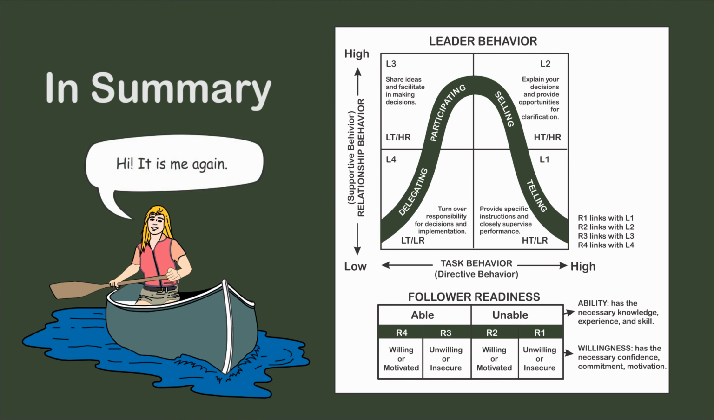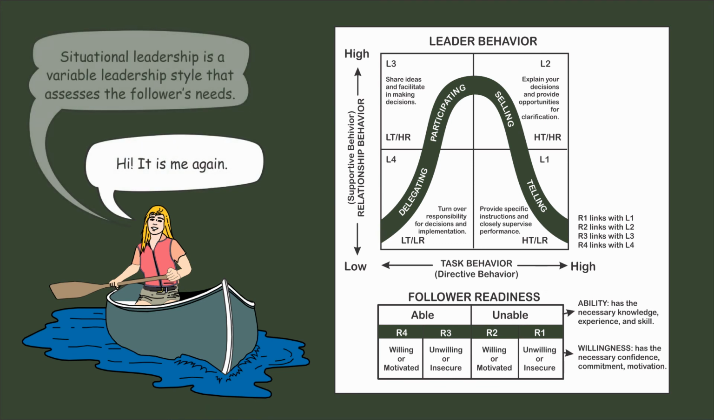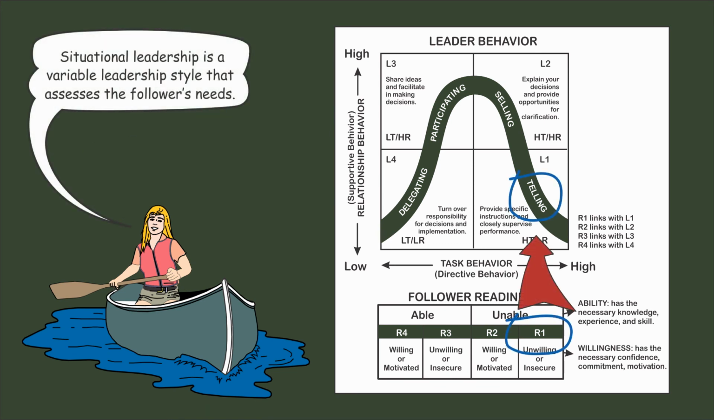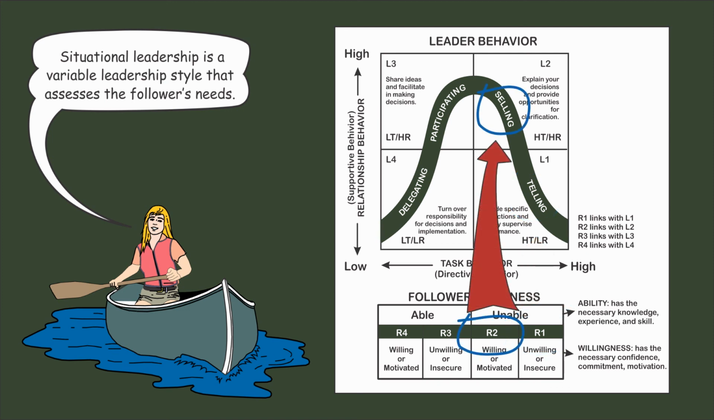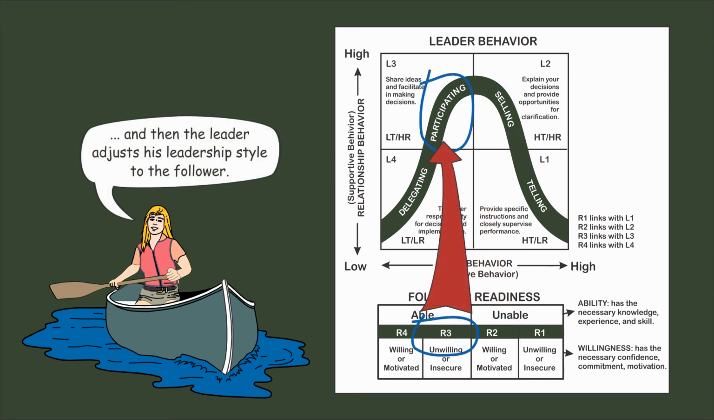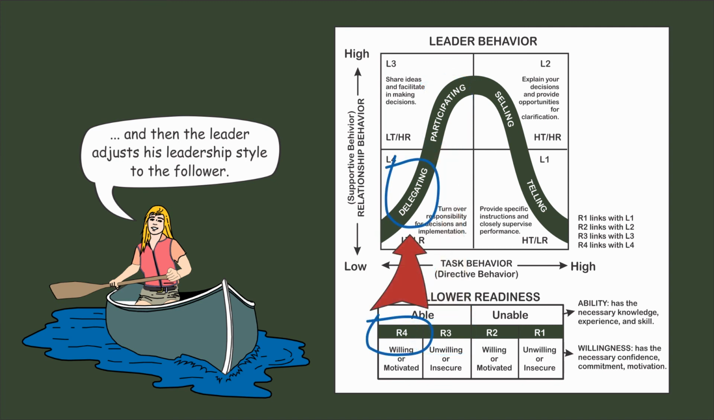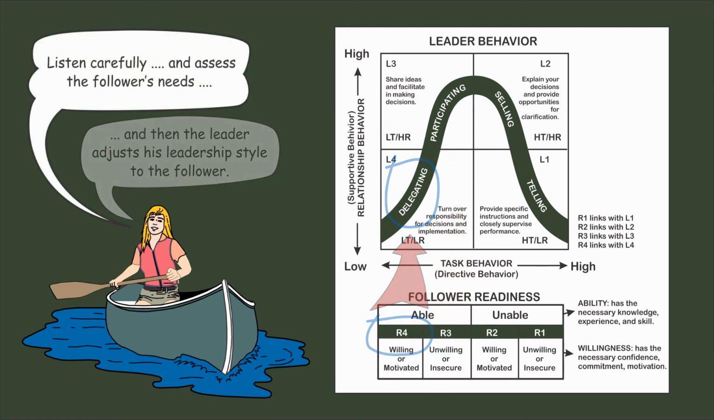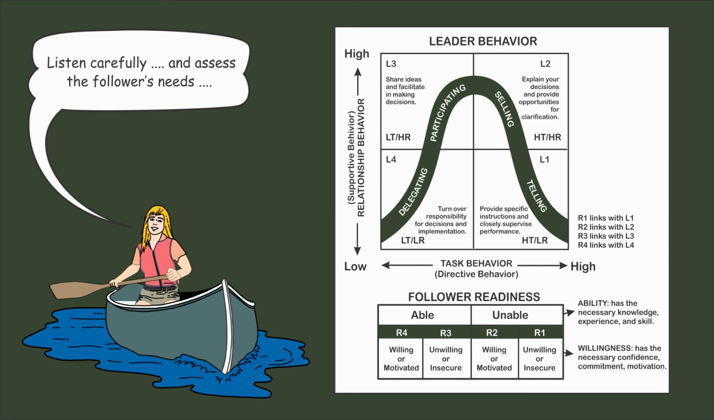In summary, the situational leadership is a variable leadership style where the outdoor leader assesses the follower's readiness state in terms of ability and willingness, and then provides a leadership style that addresses the readiness state of the follower. To avoid mismatches and to be an effective leader, it is important for the leader to listen carefully and assess actual ability, willingness, and insecurity.